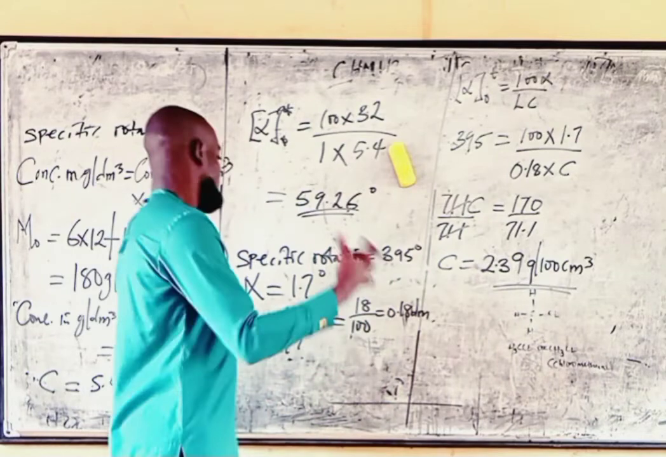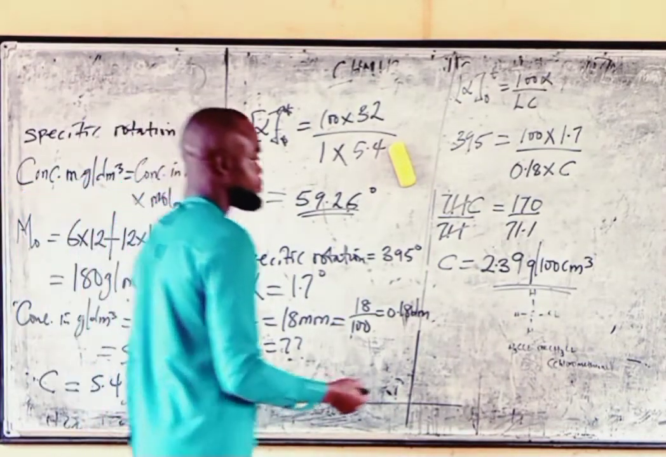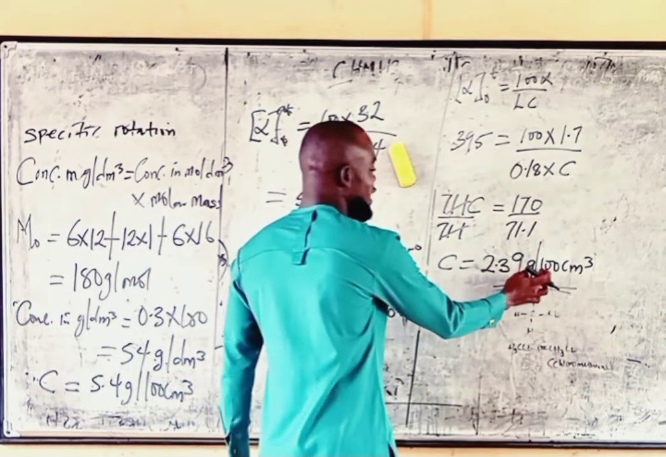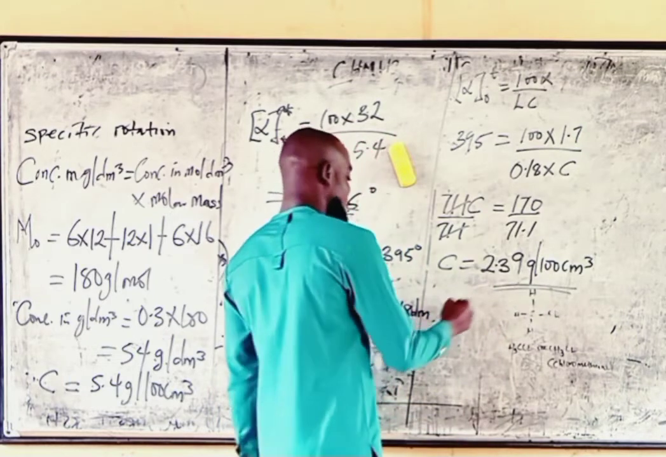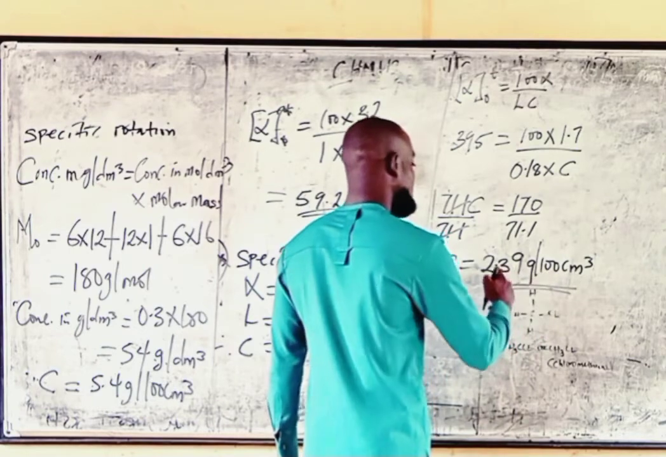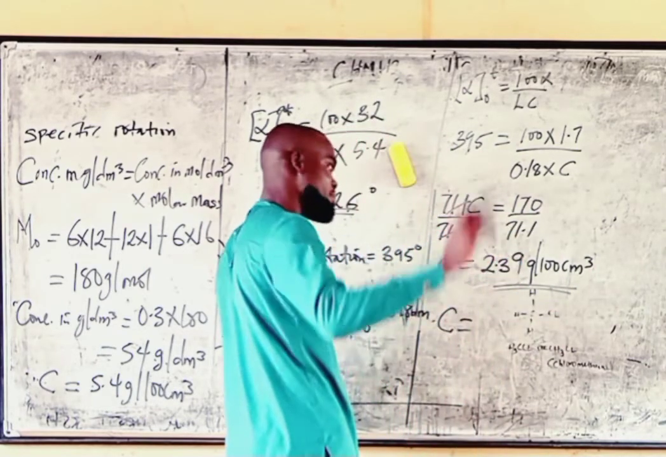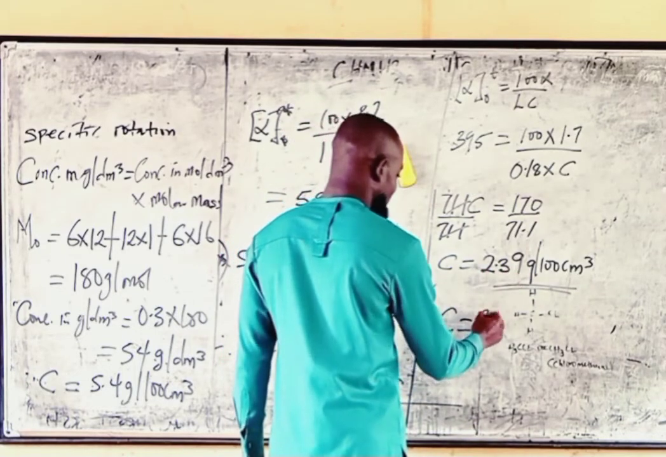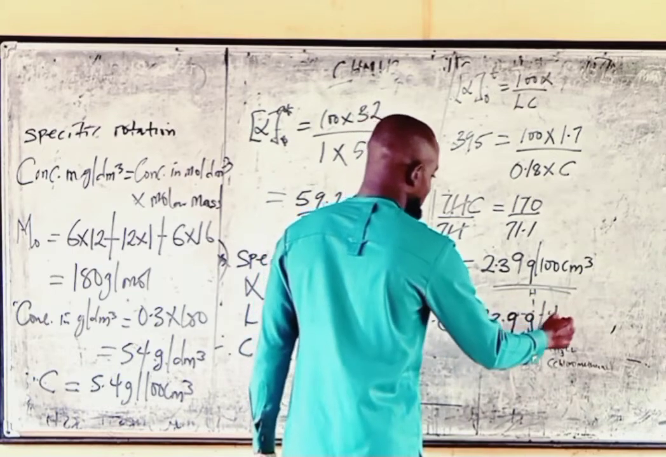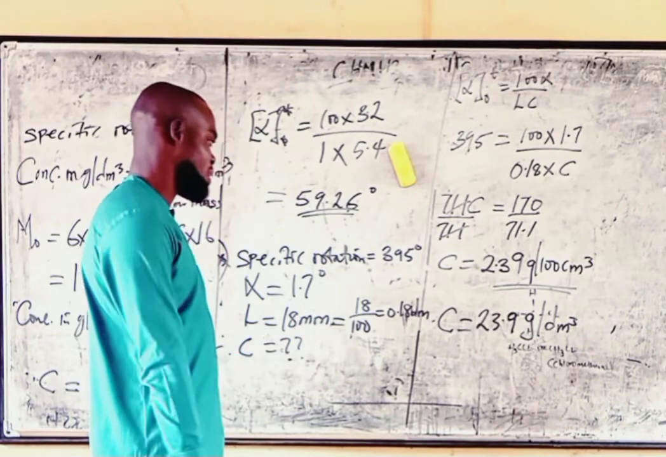Now let us change the unit of the concentration. We want it in grams per dm³. So what you have to do is multiply both sides by 10, giving 1000 cm³, which is 1 dm³. So when you multiply by 10, you have 23.9 grams per dm³, or per 1000 cm³, because 1000 cm³ gives you 1 dm³.